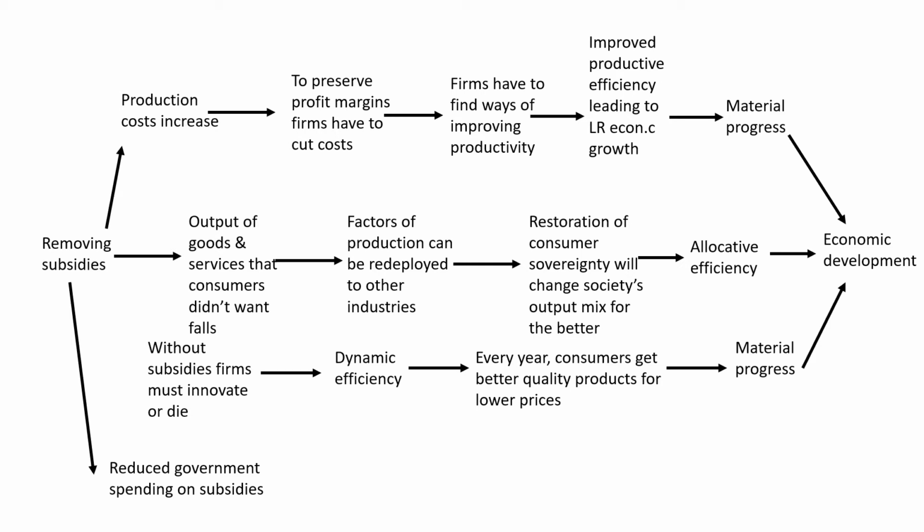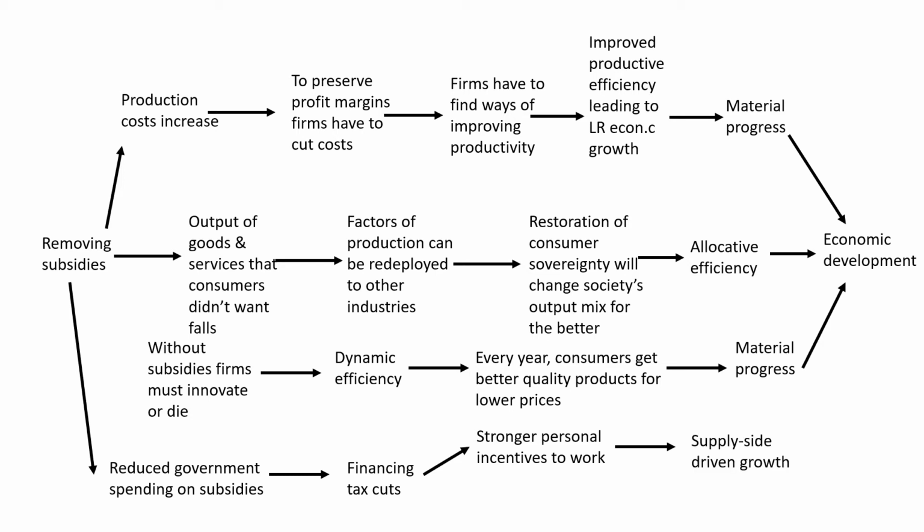If we remove subsidies, government spending will fall, obviously, because subsidies are a form of government spending. So that should make it possible to cut people's taxes without deteriorating the government's fiscal balance. You know, if you can cut government spending, you can cut taxes without increasing the fiscal deficit. If you can cut taxes, that will create stronger personal incentives to work. That will create supply side driven growth, material progress, and then again, economic development.